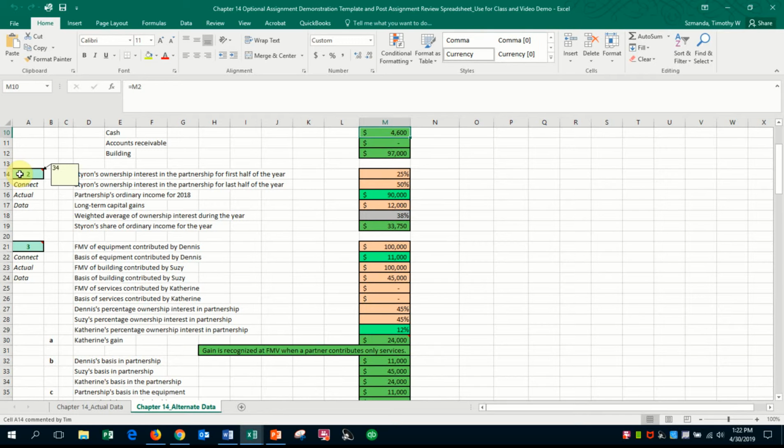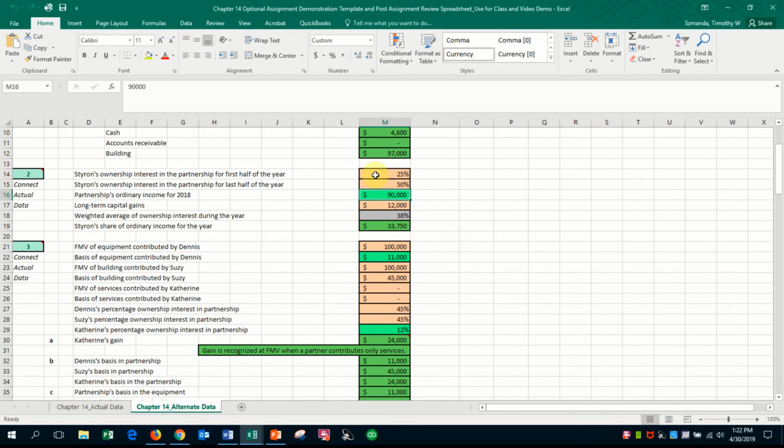In the next problem, which is also a connect problem, which ties to number 34 on page 14-36, we have a taxpayer, Styron, joining the partnership. He owns 25% for the first half of the year, then he acquires another 25%, and he owns 50% for the next half of the year. The partnership's ordinary income using my altered data is $90,000. The question is, how much of the ordinary income does he get to take and report on Form 1040?